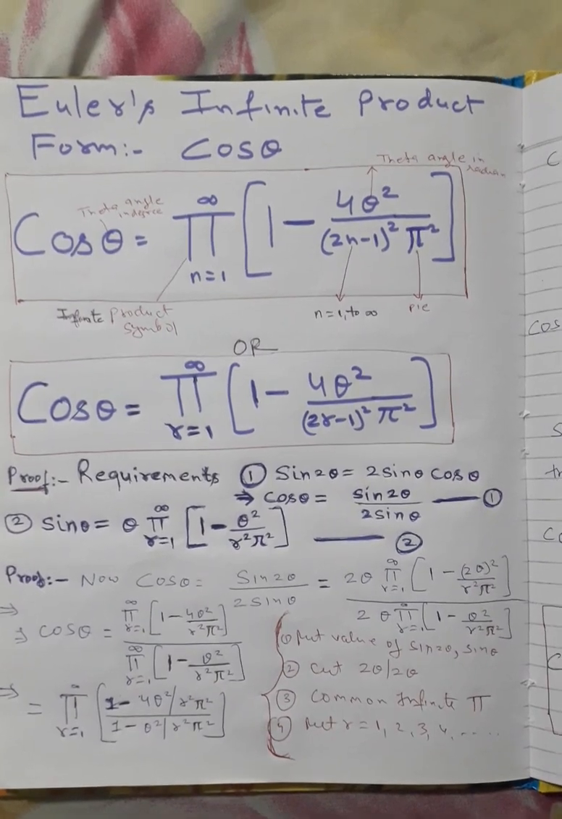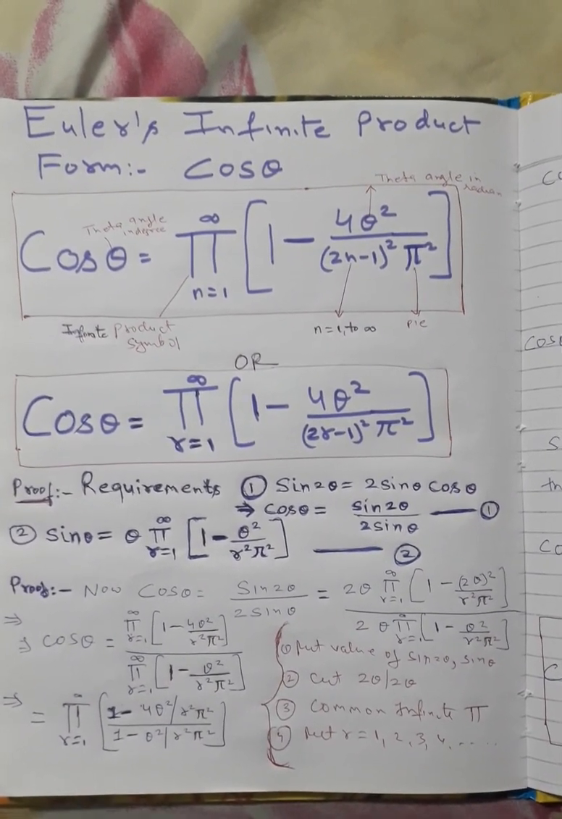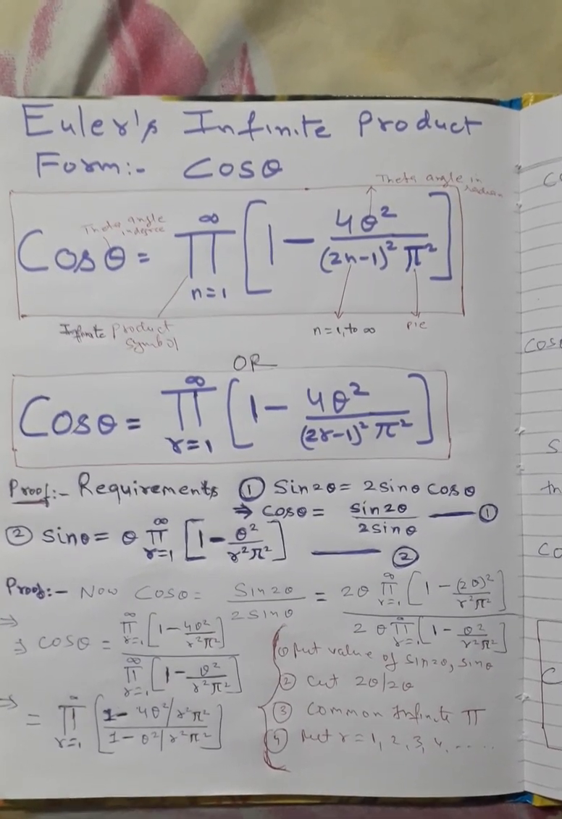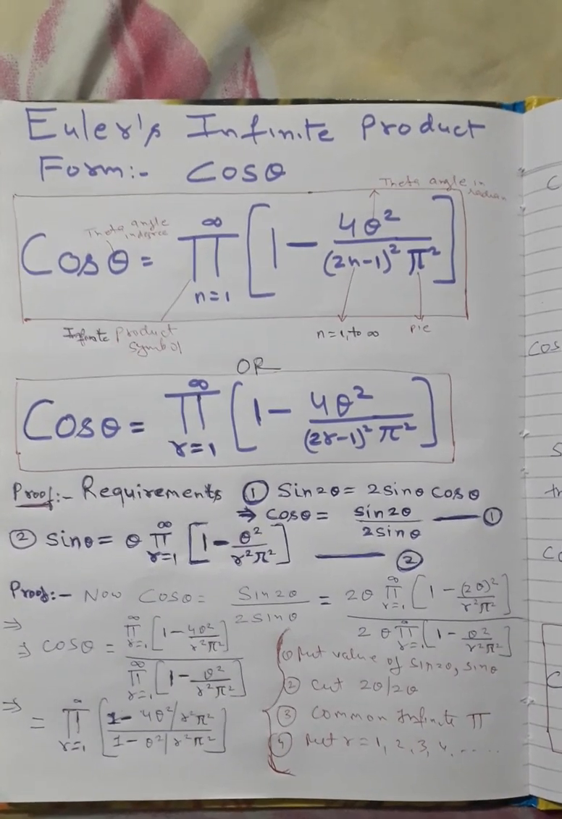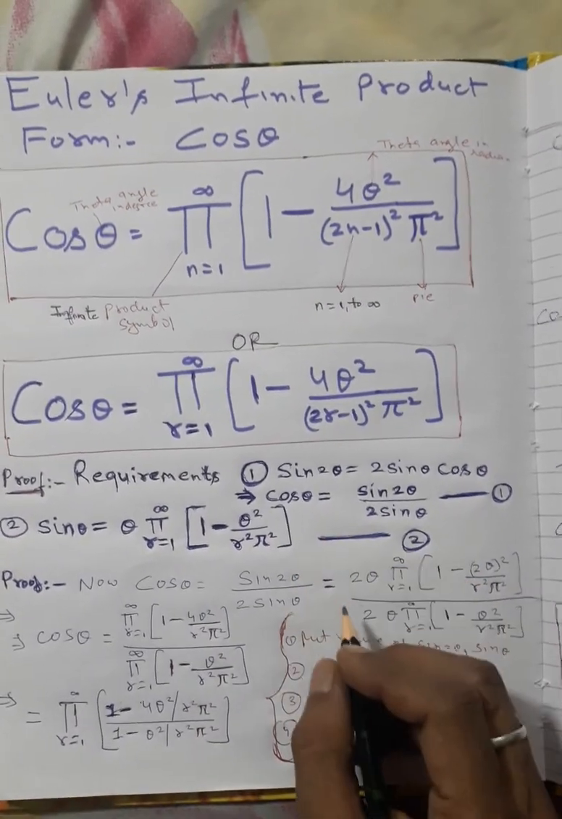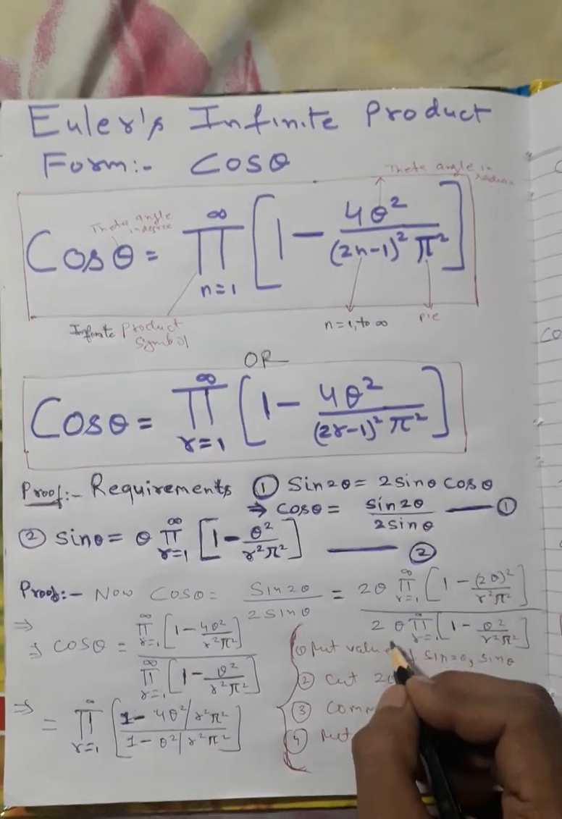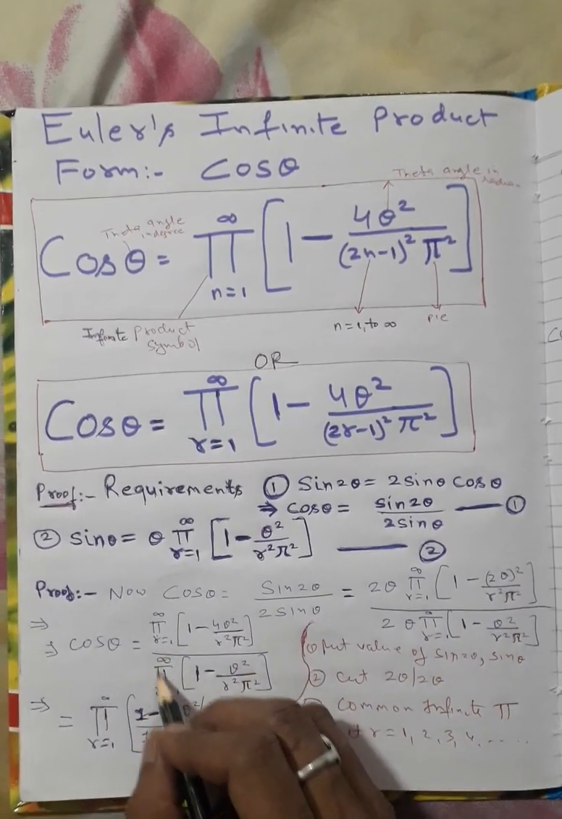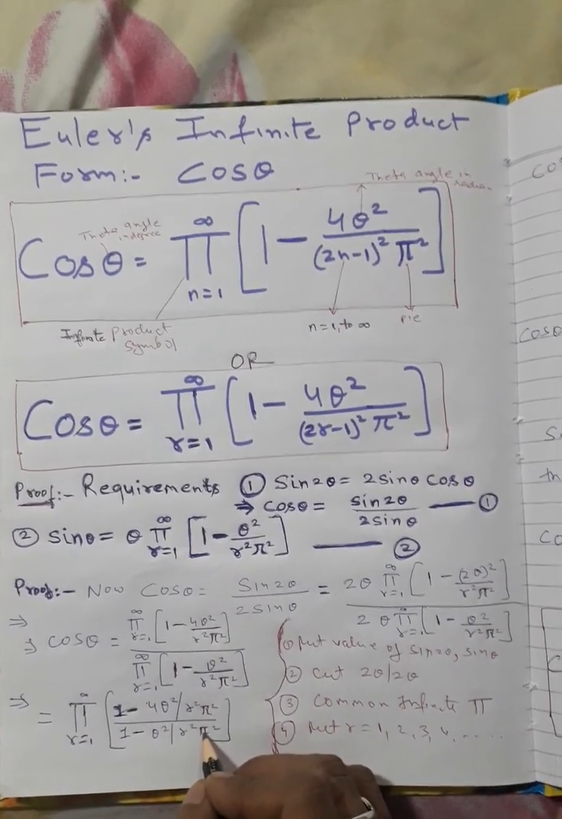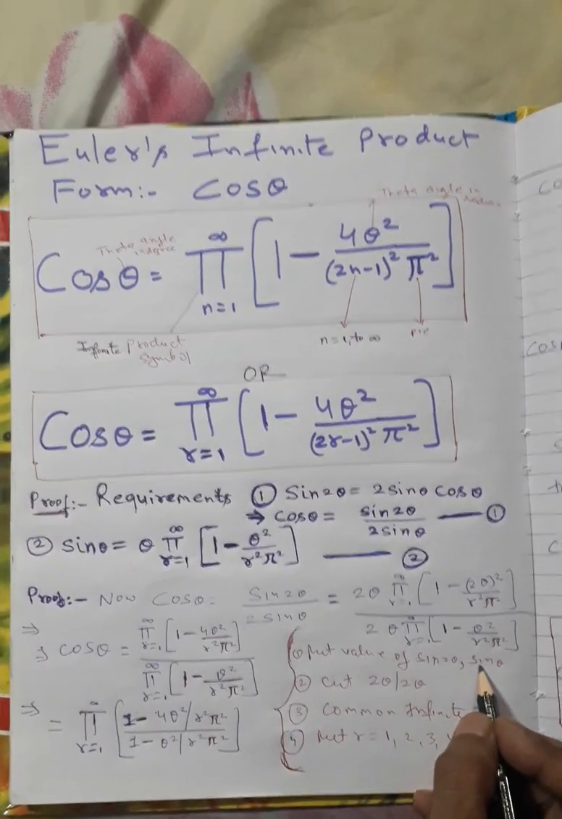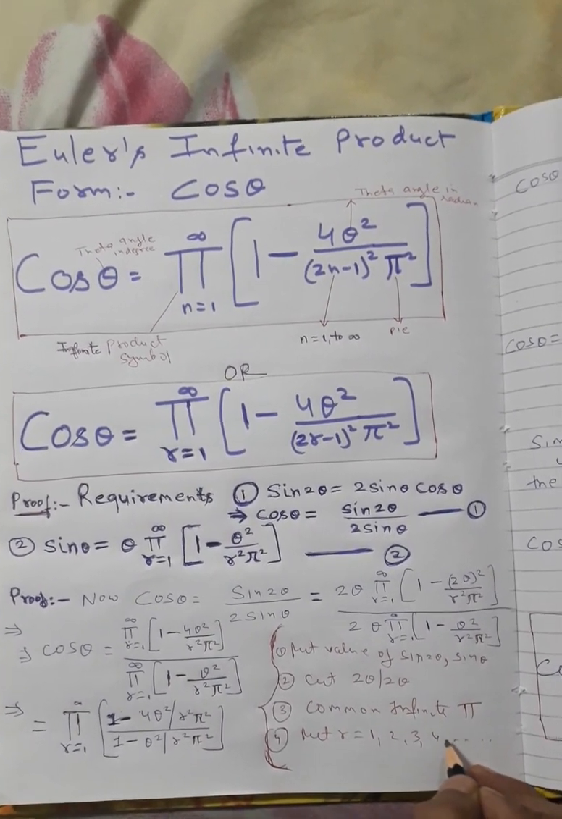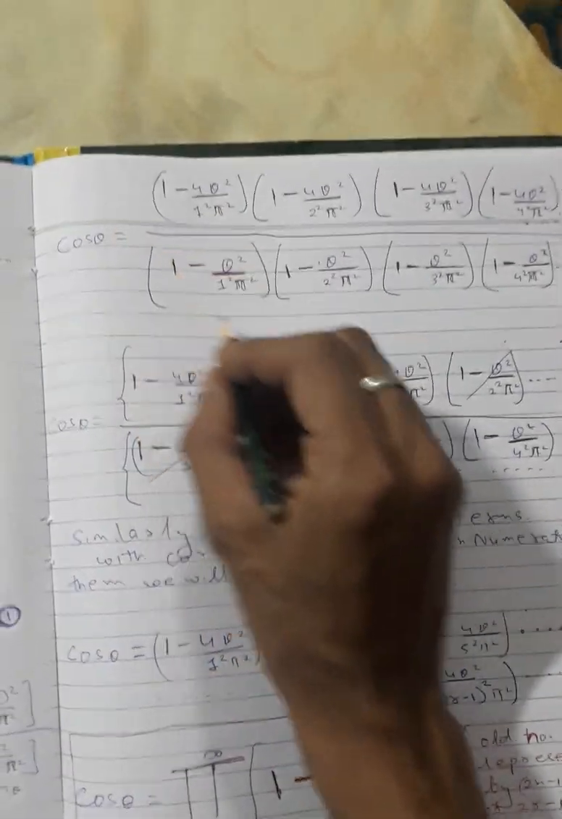Now cos theta equals sin 2 theta upon 2 sin theta. Put the value: sin 2 theta is 2 theta times the product of 1 minus 2 theta square upon r square pi square, and sin theta is theta times the product of 1 minus theta square upon r square pi square. So the 2 theta cancels with theta, and you will get this. Put the value of sin 2 theta and sin theta, cut the common factor, keep the infinite product, and put r equal to 1, 2, 3, 4, 5. Now what will we get? You will get like that.